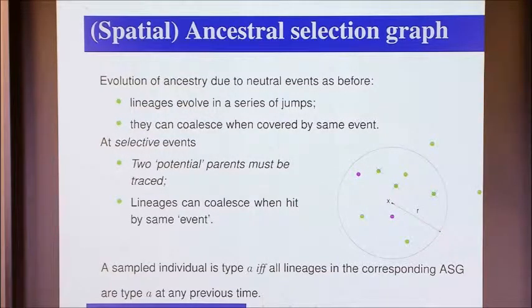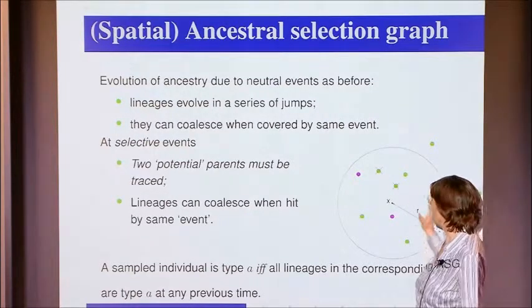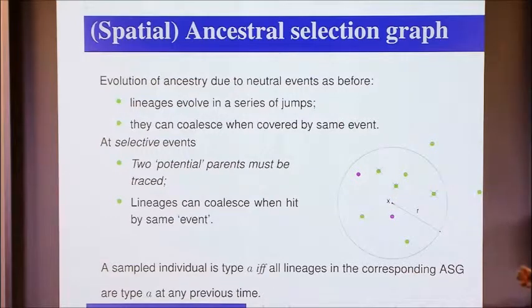So what's it going to look like? What the ancestral selection graph is going to do for us is at least include the ancestry of a sample from my population. So remember what the genealogical trees looked like in the neutral case. We had individuals move around according to random walks, and when they were encompassed by the same event, they could coalesce. Well, we've now split our events into two sorts, neutral events and selective events. Neutral events are exactly as before.